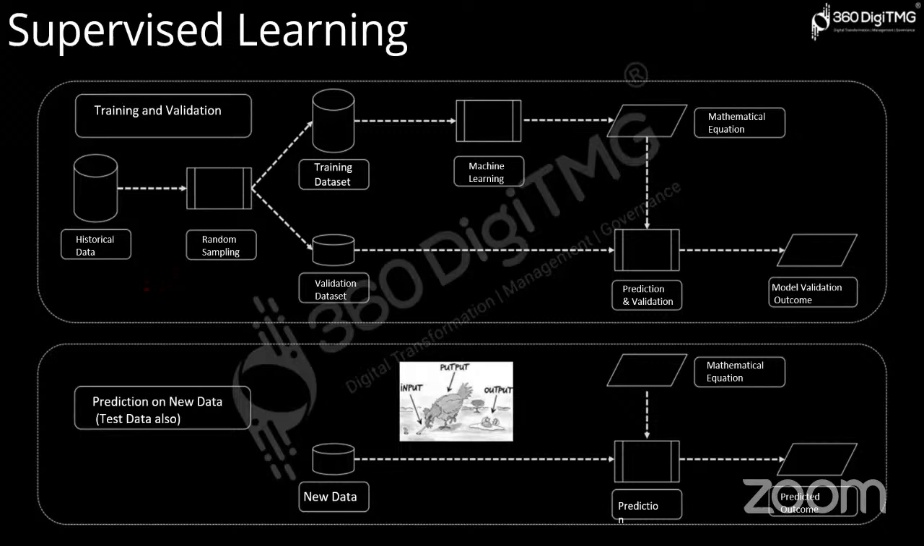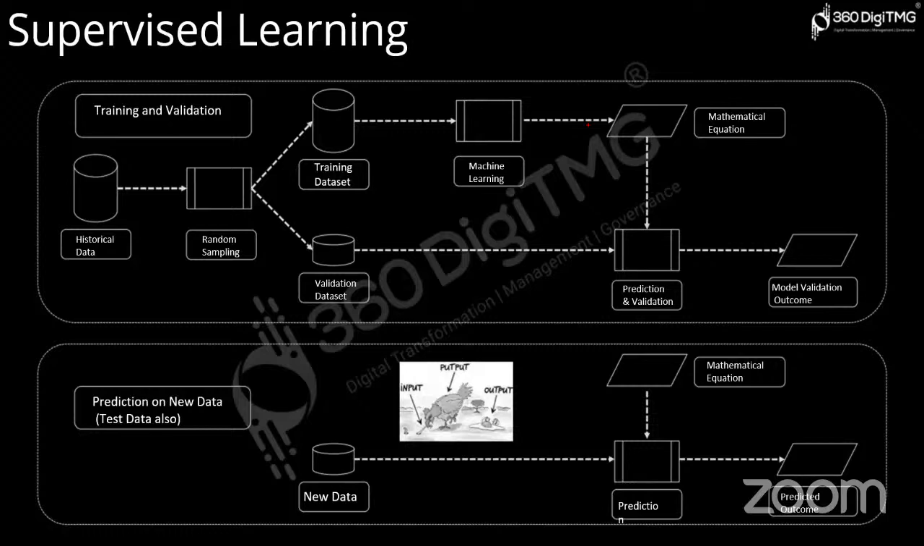Now, after the training, we test our model using the test data. Here, this is training and validation. We are using all these shapes, giving them to the machine to learn from, right? We have some historical data. By applying random sampling, we split the data into the training data set and validation data set. The training data set we initially give to the machine learning, where it learns about the variation and comes up with a mathematical equation. Now, when we use the validation data set, we apply this mathematical equation over it, do the prediction and the validation, and then we get a model validation outcome.